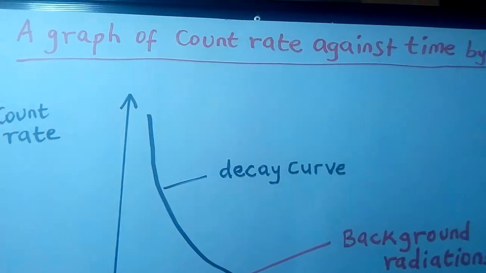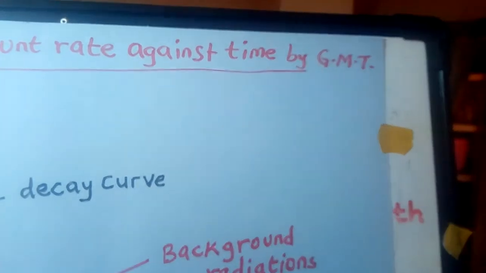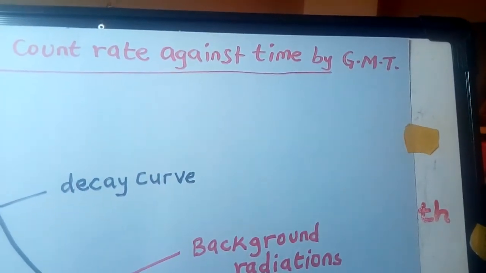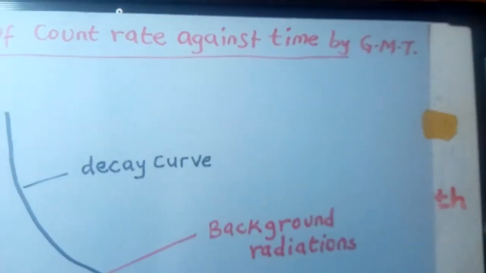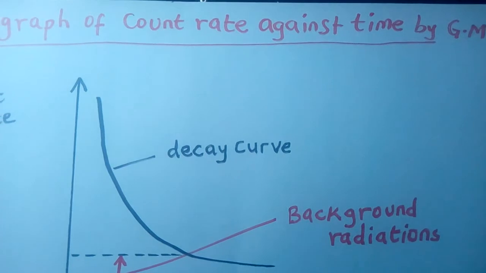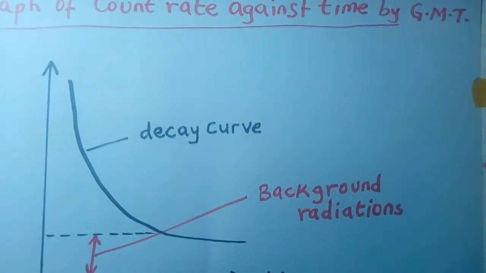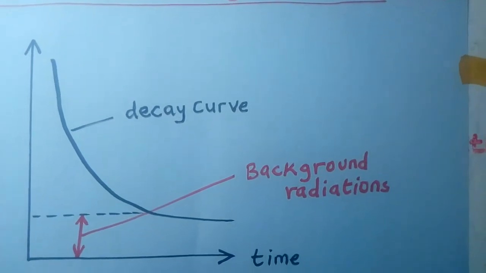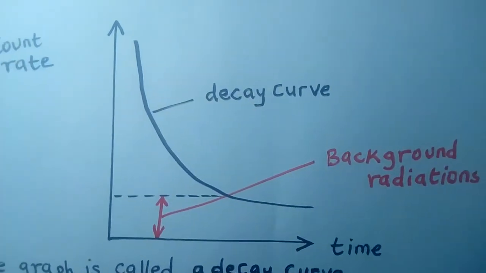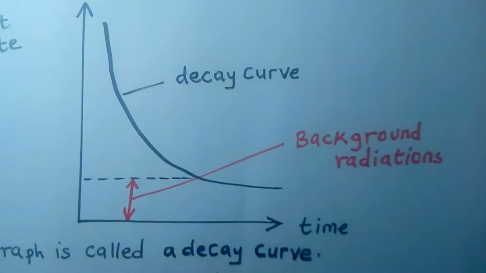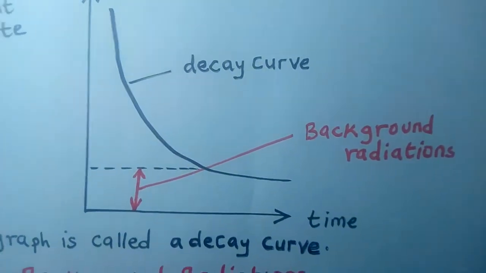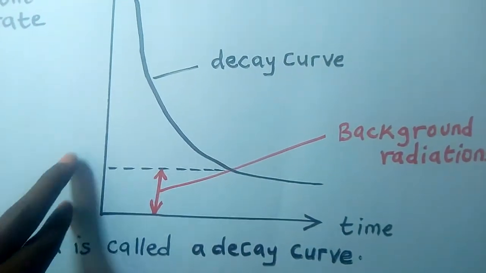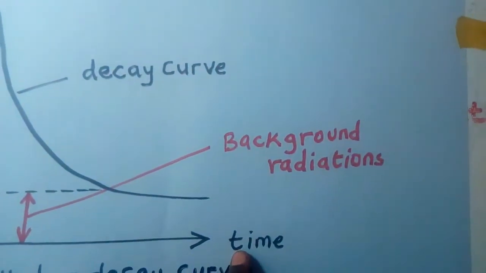So let us look at a graph of count rate against time by a GMT. We have just said that GMT means Geiger-Müller tube. It is one of the radioactive detectors which we use to help us in the laboratory to measure activity of every radioactive element. So we know a radioactive element keeps on decaying, and decaying means it keeps on reducing. The number keeps on reducing. The activity keeps on reducing. So this graph shows how a count rate or activity of a radioactive substance changes. So on the y-axis we have what we call the count rate, that is on the vertical axis. Then on the horizontal axis we have time.